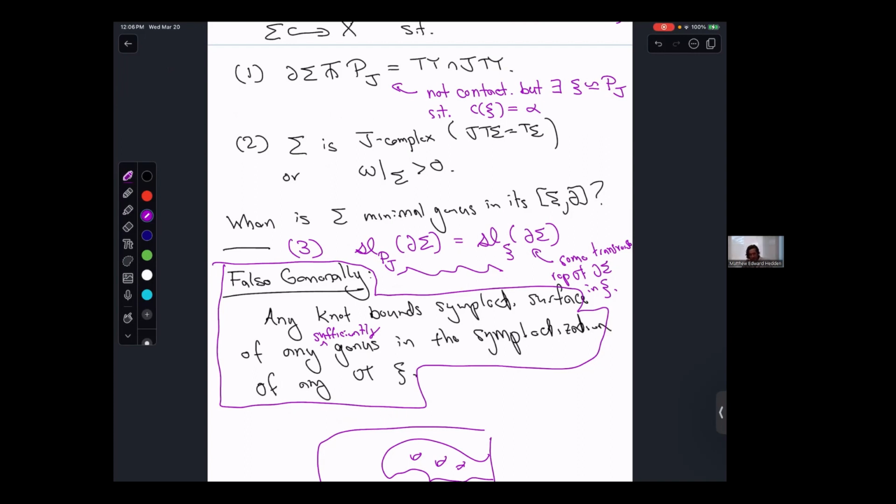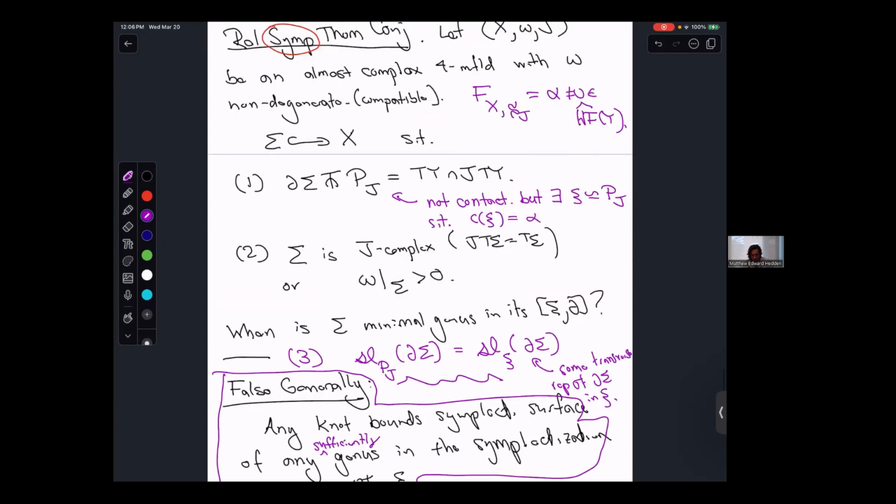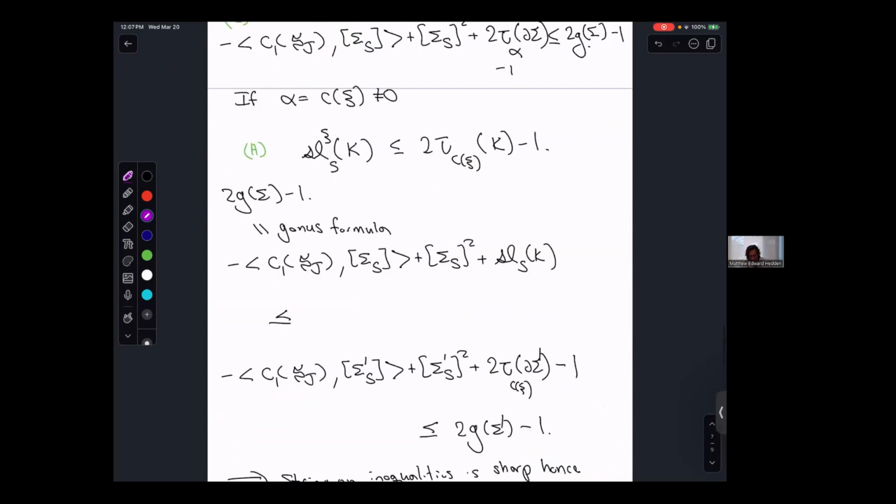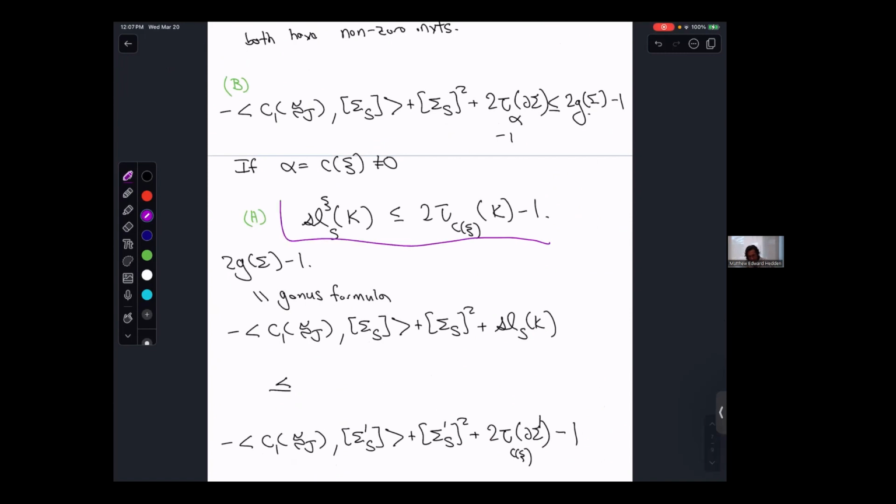Somehow we're using this old result that the self-linking numbers of a transverse knot are bounded by some tau invariant. Even if it's not a contact structure, if it's just some homotopy class of two-plane fields, this inequality still holds for the contact structure you have. So we still get this self-linking bound.